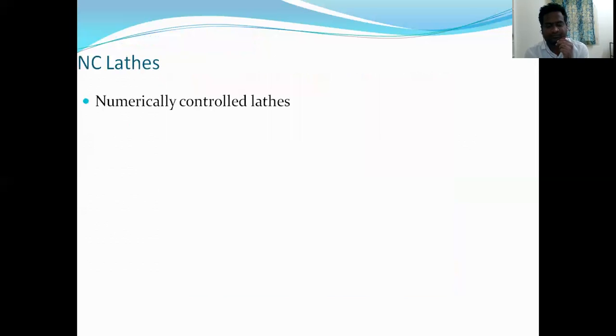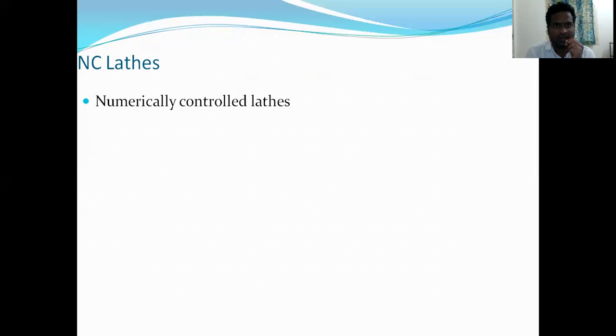Now we are moving to the special types of lathes called NC lathes. These are all programmable lathes. We will discuss these NC lathes and CNC lathes in the next level of our diploma, in the third year, where we have a subject called CAD CAM. Let me introduce NC lathes and CNC lathes here itself in our lathe machines.